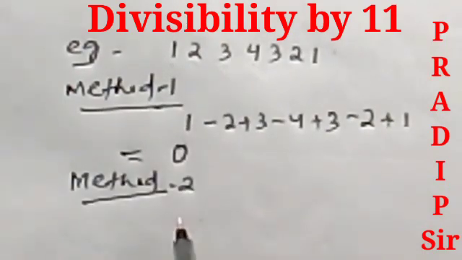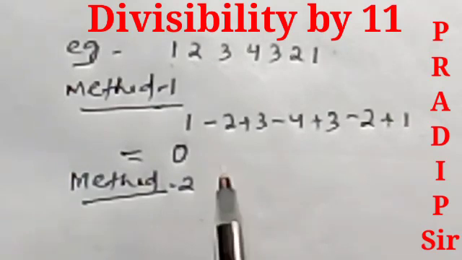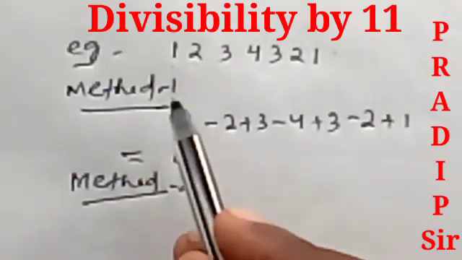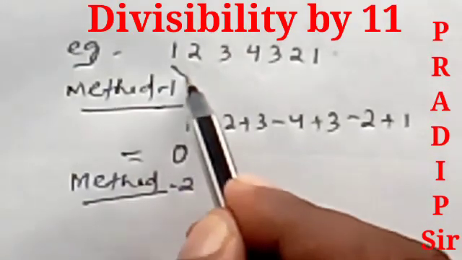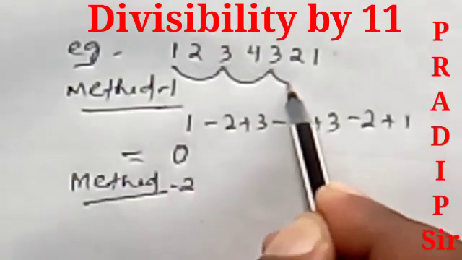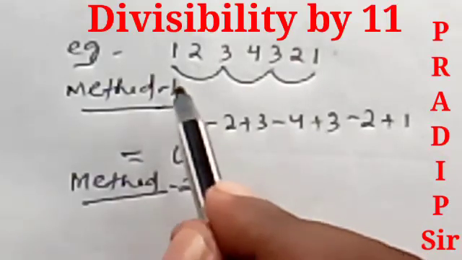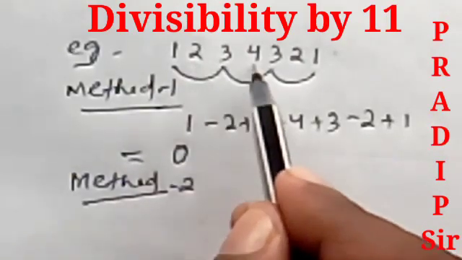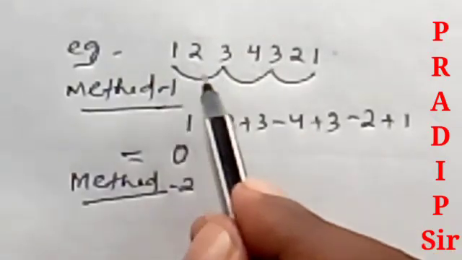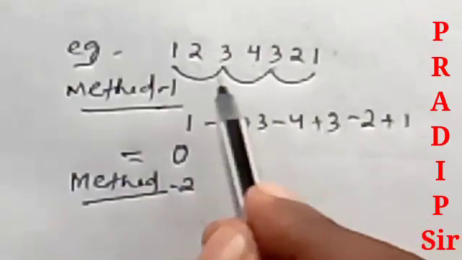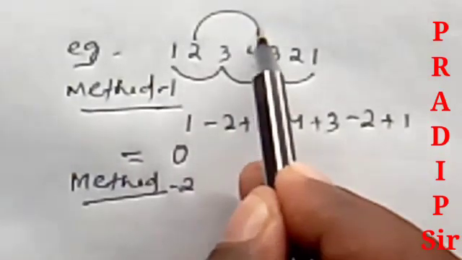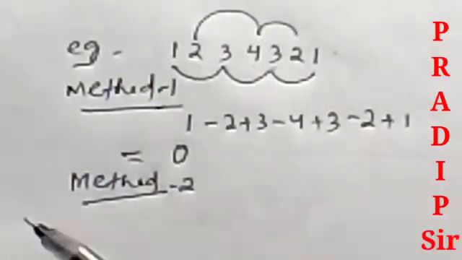And in method 2, the same thing will be done, but there is a slight difference. That means we have to take alternate positions starting from left. Look here, 1, then alternate position means next is 3, next alternate is 3, next is 1. This is the first position, second position, third position, fourth position. So this is the first position, this is the third position, this is the fifth position. That means I point out the numbers 1, 3, 3, 1. These are in odd number positions, and the numbers 2, 4, 2 are in even number positions.